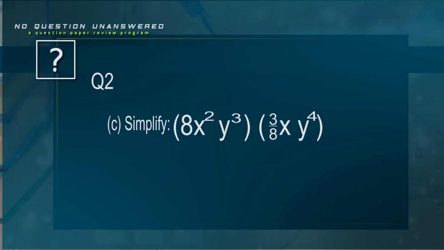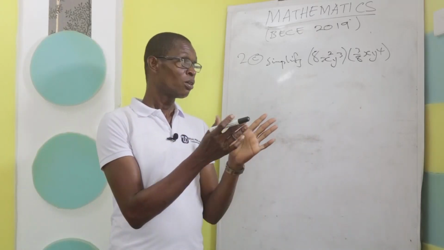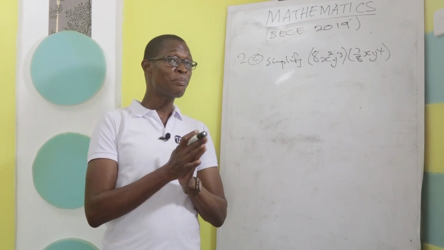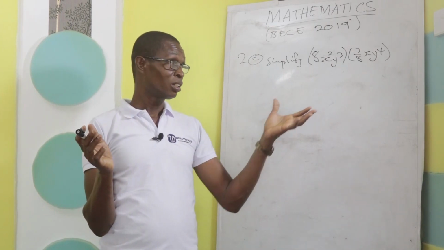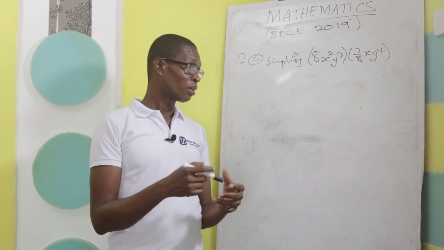All right, viewers, we are on the next sub-question of question number 2. That is C, precisely. And here you can see clearly on the board, it is indices. When you are multiplying indices with the same base, what do you do to the powers or the exponent? You add. When you are dividing indices with the same base, you subtract the powers or the exponent. It's the same rule we are going to apply here.